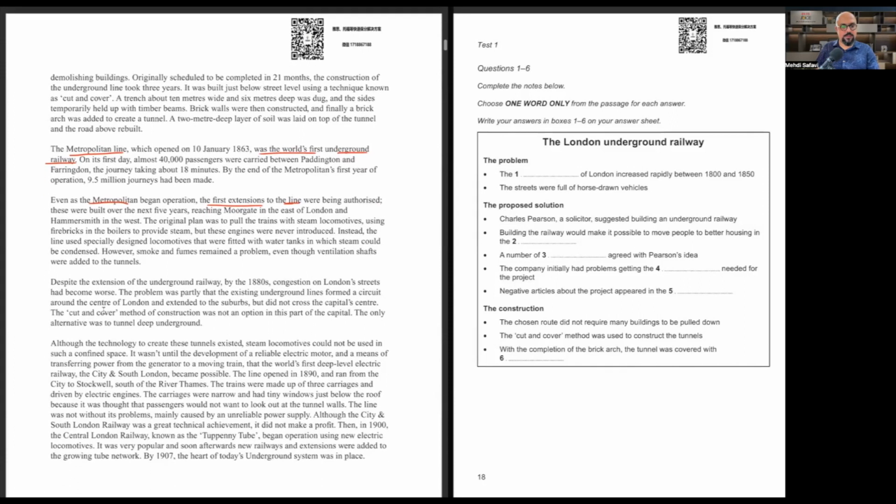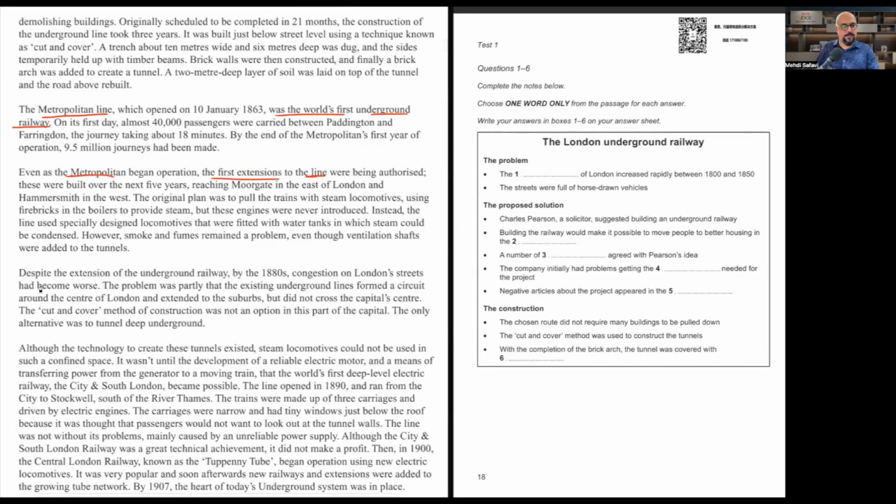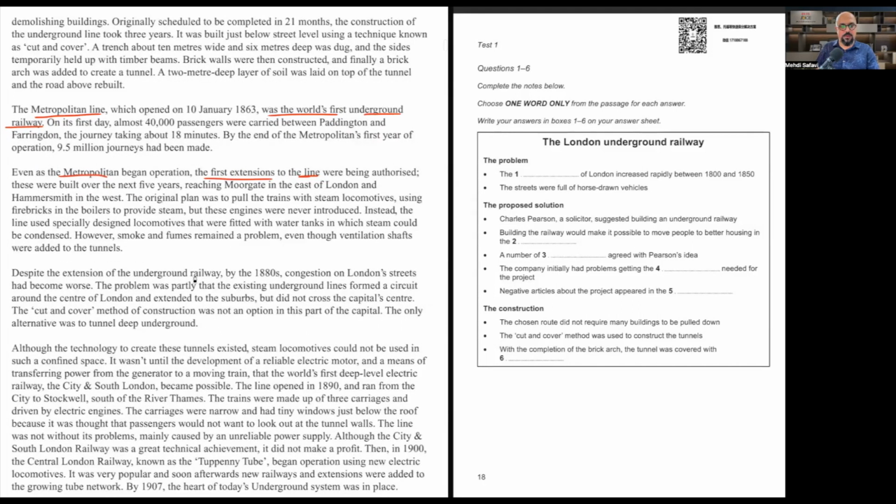Despite the extension of the, okay, let me make it a little bigger. Despite the extension of the underground railway by the 1880s, congestion on London's streets had become worse. So there's a problem still, problem of congestion. Even if you don't know what it means, it seems to be the problem, right? It has gotten worse. So it has become worse. That is a keyword that seems to be important. We don't know. We're not sure yet. We're just skimming.